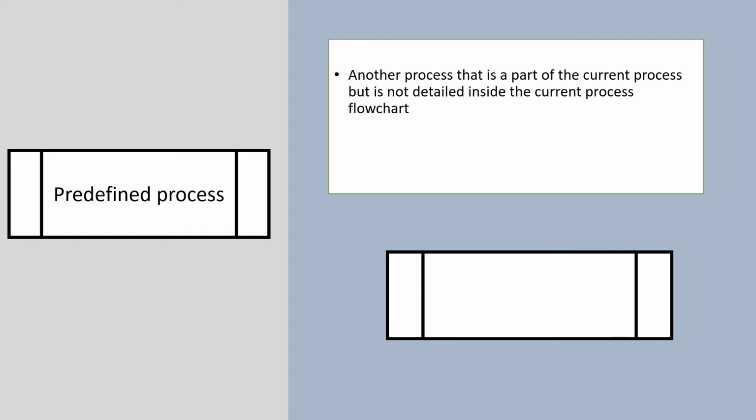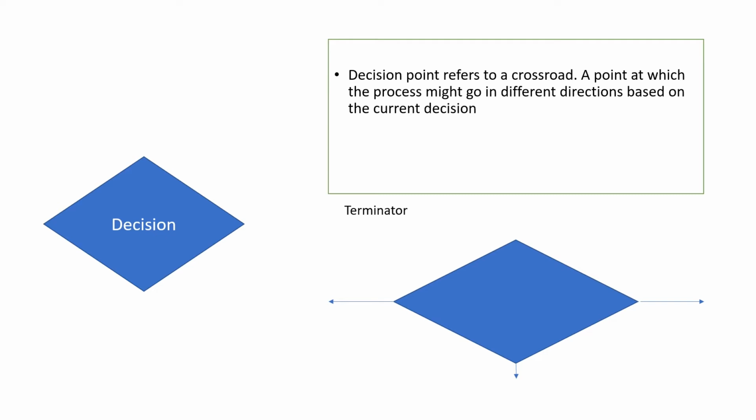Predefined process shape. It is rectangular in shape with two perpendicular lines on the sides. We use it to refer to another process that is a part of the current process, but not detailed inside the current process flowchart. Decision point shape refers to a crossroad. A point at which the process might go into different directions, based on the current decision. The current decision may be yes or no or any other form of decision. Each answer will have a different impact on the flow of the process.